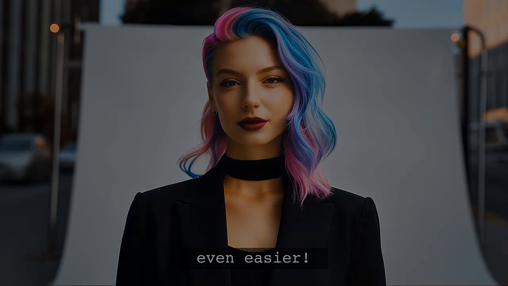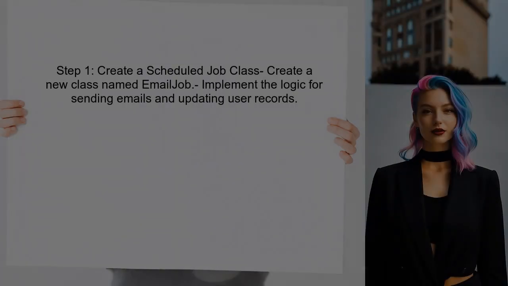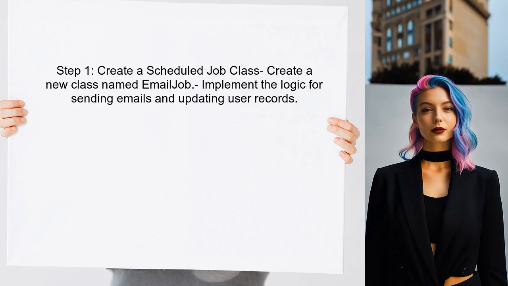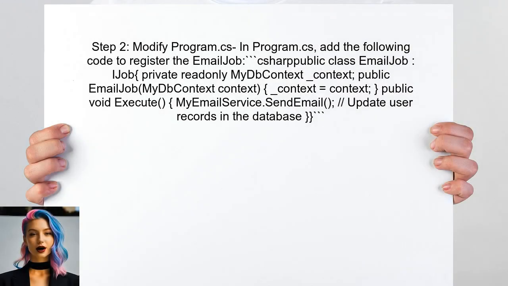even easier. To begin, the user should create a new class for the scheduled job. This class will contain the logic for sending emails and updating user records in the database. Next, the user needs to modify the program.cs file to register this new job class with FluentScheduler. This involves adding the job to the registry.